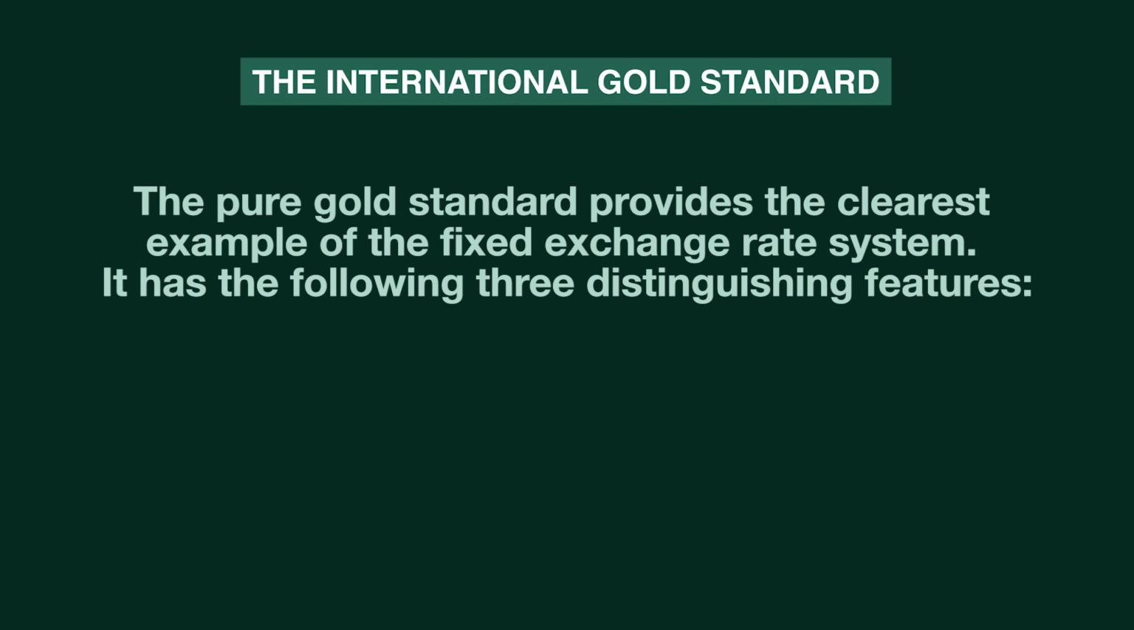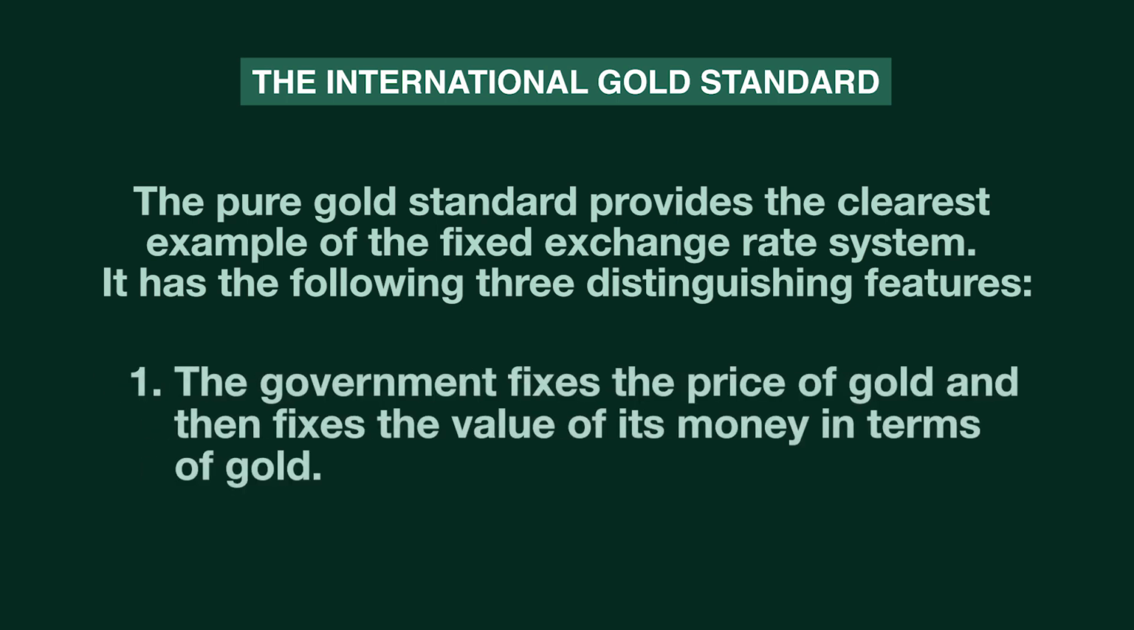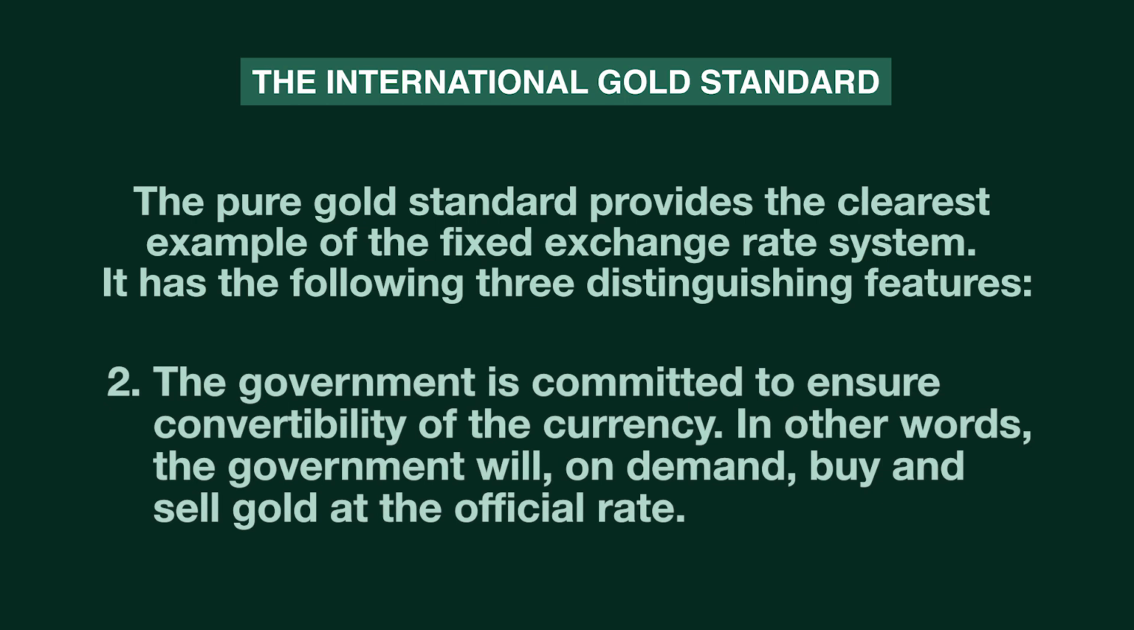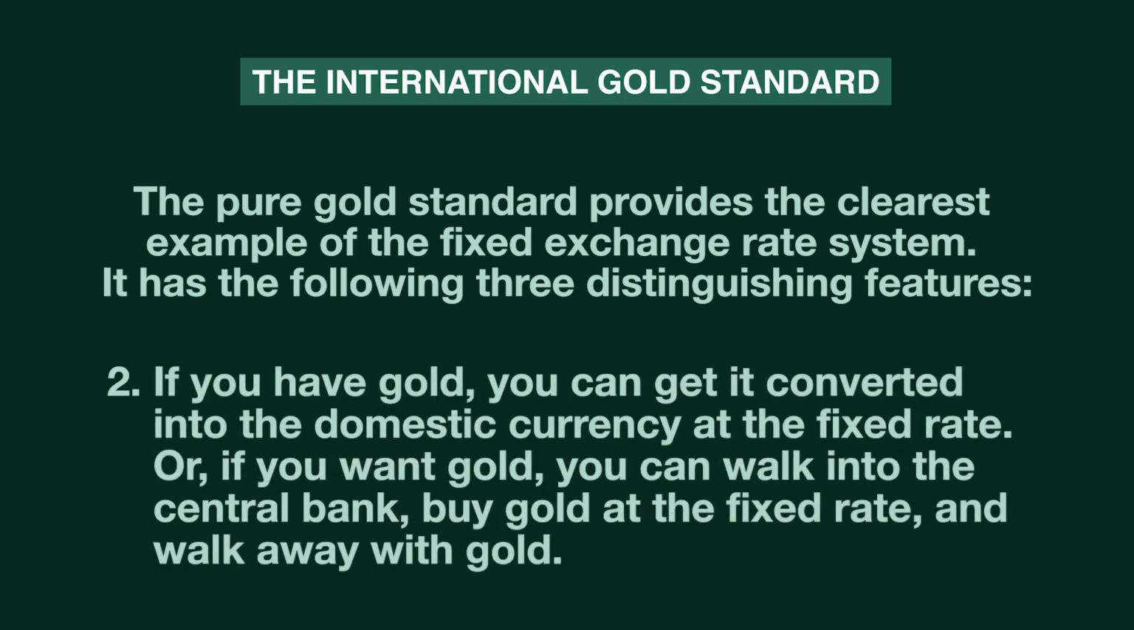It has certain distinguishing characteristics. The government is going to fix the price of gold, and then it fixes the value of its money in terms of gold. Then the government is committed to ensure convertibility of the currency. In other words, the government will on demand buy and sell gold at different official rates. So if you have gold, you can get it converted into the domestic currency at the fixed rate. Or if you want gold, you can walk into the central bank, buy gold at the fixed rate, and walk away with the gold.